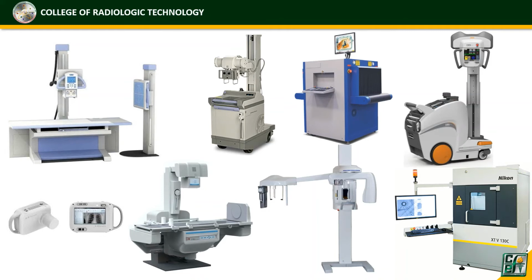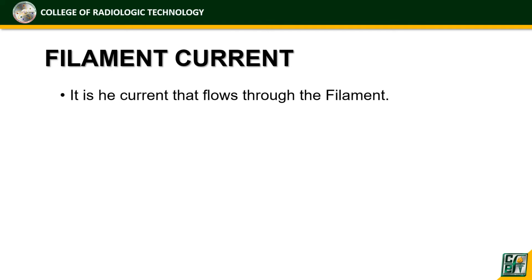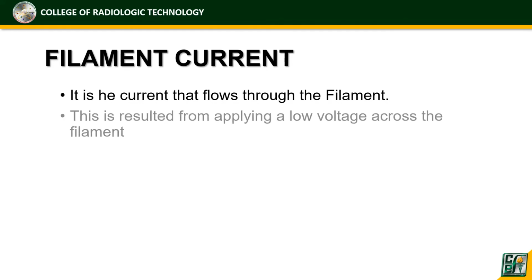Now we move on to the filament and tube current. The filament current is the current that flows through the filament. It is the result from applying a low voltage across the filament. So ito daw ay resulta ng pagdaloy ng mababang voltahe sa pathway ng filament.